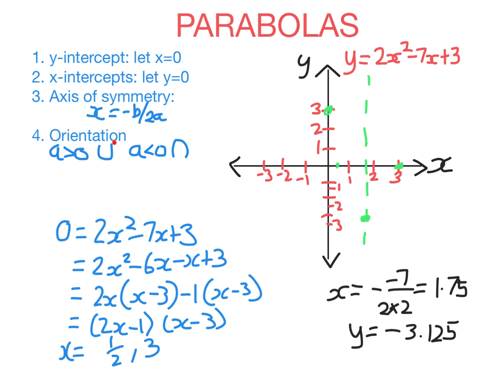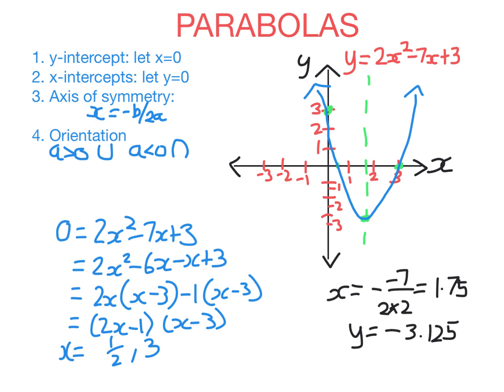Now, the orientation of the parabola, you can probably guess which way it is from this, but if a is greater than 0, it's a smiley face. If a is less than 0, a frowny face. Here, a is 2, it's positive, it's a smiley face. We're just going to join up all these points. So the parabola stops and turns at its turning point. That is it. That is the graph done.